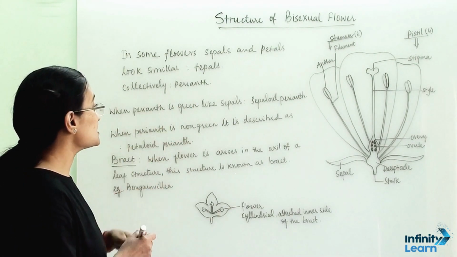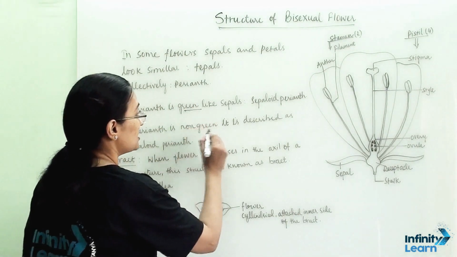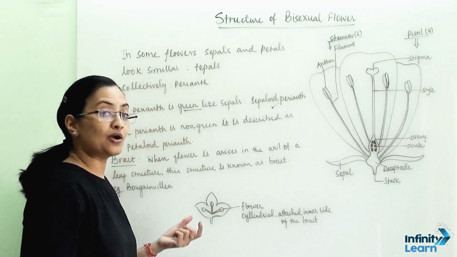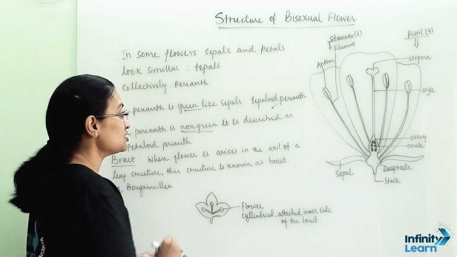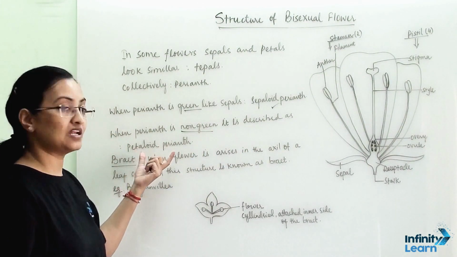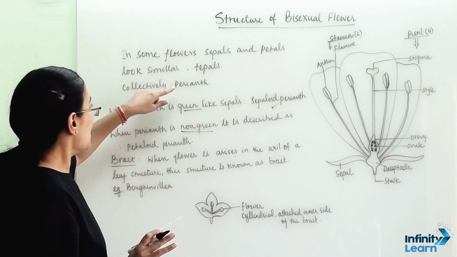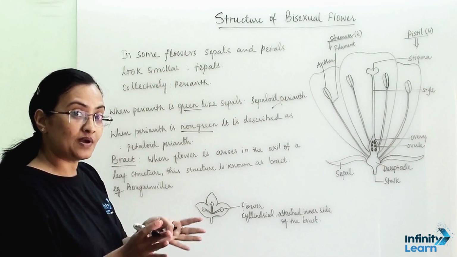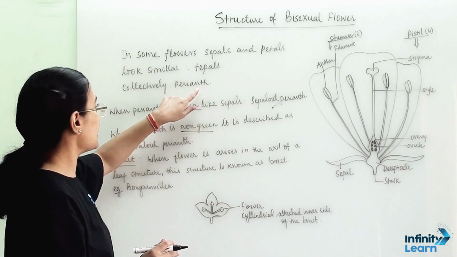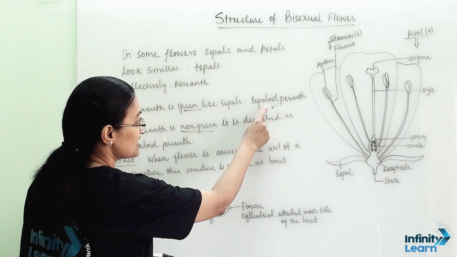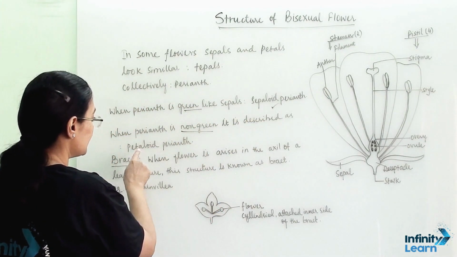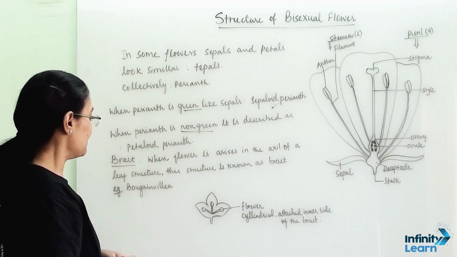When the perianth is green like a sepal, it is known as sepaloid perianth. But when the perianth is non-green, it is described as petaloid perianth. So when sepals and petals look the same, it is known as perianth. When it is green, it is known as sepaloid. When it is non-green, it is known as petaloid.